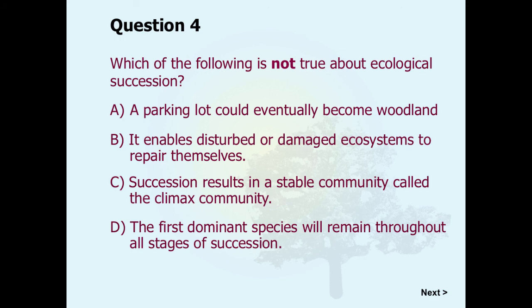So which of the following is not true about ecological succession? A, a parking lot could eventually become woodlands. B, it enables disturbed and damaged ecosystems to repair themselves. C, succession results in a stable community called a climax community. D, the first dominant species will remain throughout all stages. It's D. Remember how we talked about how some will become more dominant as it goes through different stages.